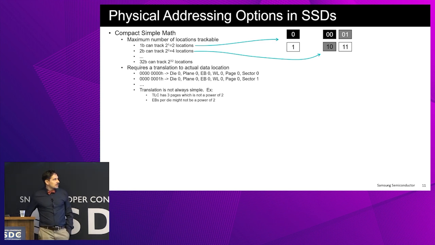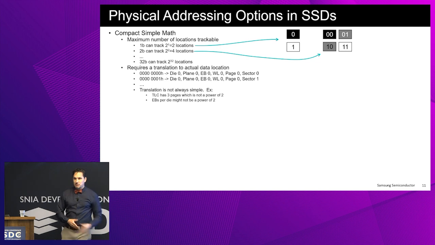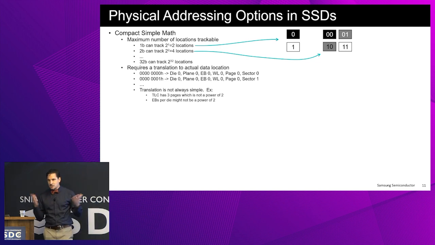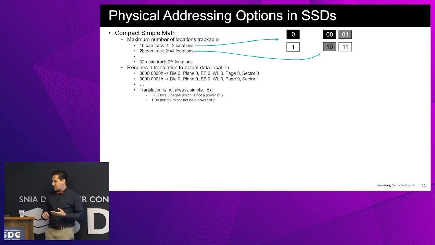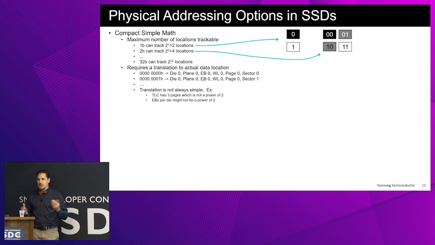And of course, this simple math is a problem because we need to translate it. Where is it actually, right? NAND isn't just drawn like this on these boxes. We need to actually do a lookup. What die is it going to be on? What plane is it? Which erase block? And onwards, right? So there's actually a translation that will happen within the drive if we use this compact simple math. And that's okay. We can do that. That's something that can be solved.